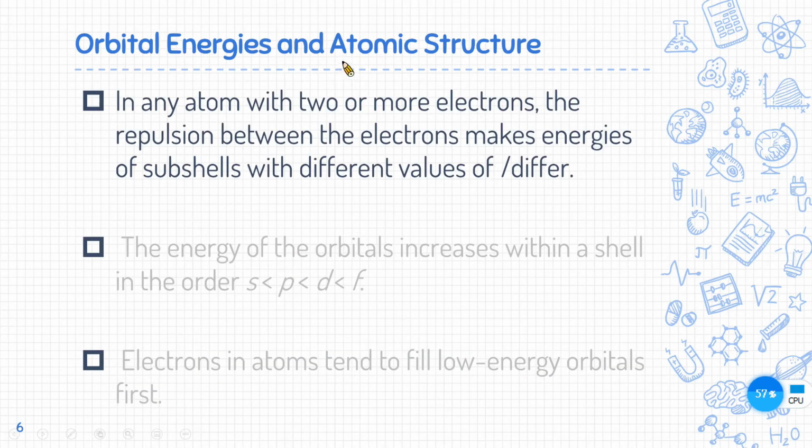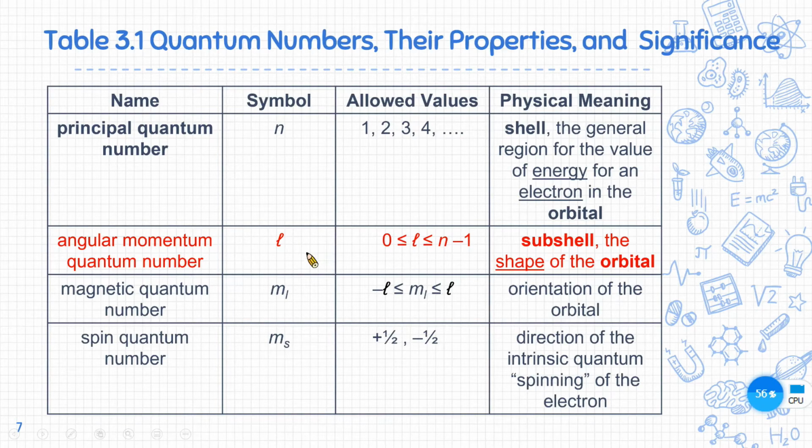Orbital energy and atomic structure. In any atom with 2 or more electrons, the repulsion between the electrons makes the energy of subshells with different values of l differ. What is a subshell? What's l? As we know, l is the angular momentum quantum number. Allowed values are from 0 to n-1. The physical meaning is a subshell, the shape of the orbital.